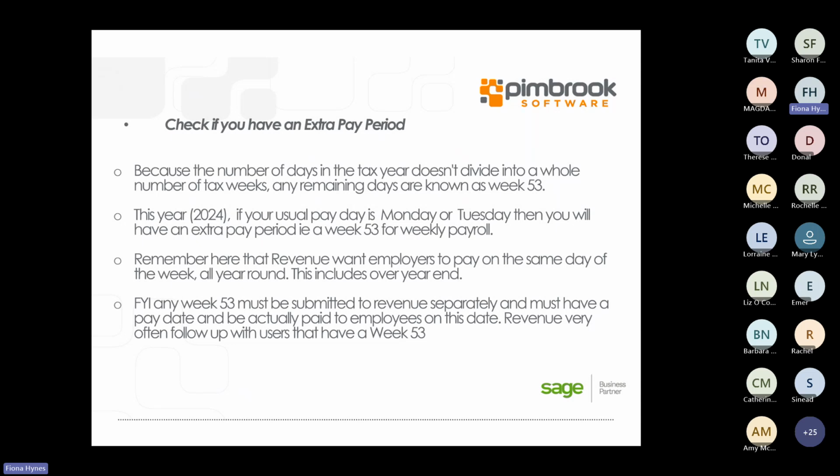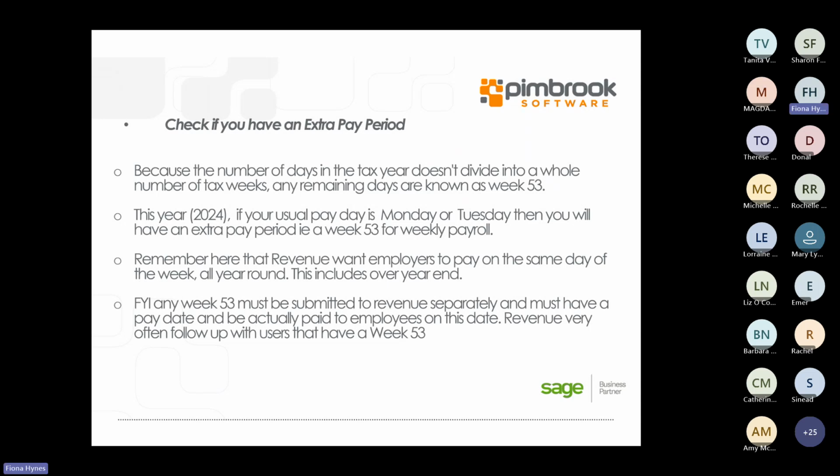When it does occur, a week 53 must be run separately. So it cannot be a holiday period within week 52. This is so the system can apply the week 1 or month 1 tax and USC status for the week 53 automatically. Revenue want to see the week 53 submitted separately due to this tax status and a separate payslip generated.